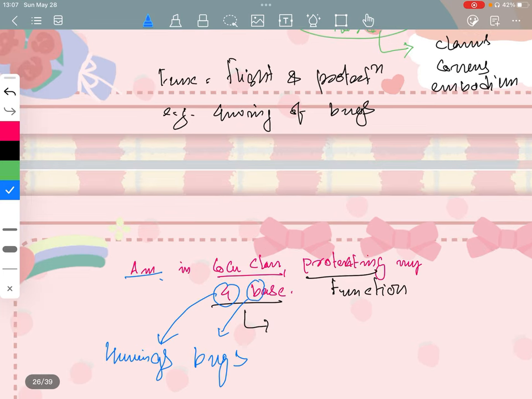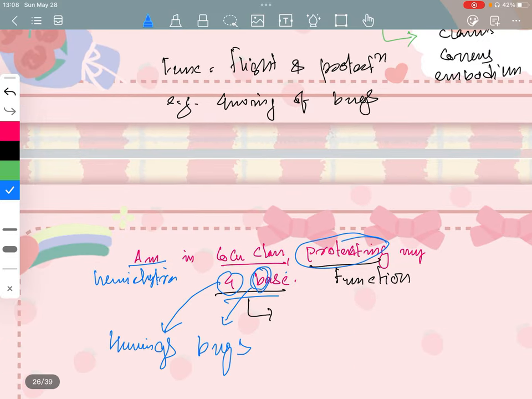So, hemi elytra. Its function is for protecting, and it's the modification of four wings. Four wings of what? Bugs. And it has four parts. Those are corium, clavus, corneus, and embolium.